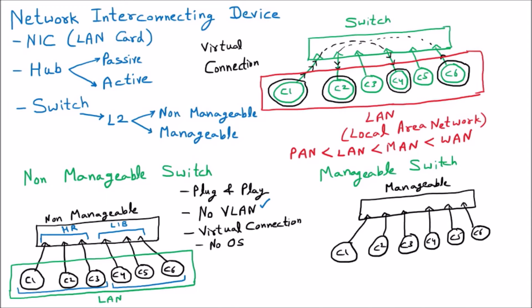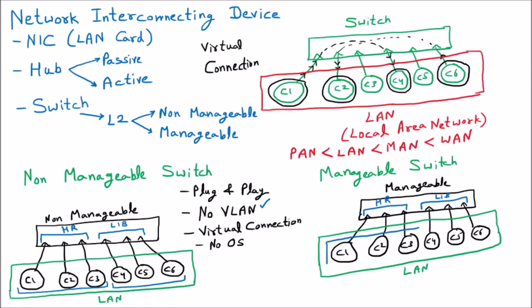Now we know that the switch is used to create one LAN. So similarly, the LAN is there. This is the local area network. But now we are using the manageable switch, and the manageable switch feature is that we can create virtual LANs. So let us suppose that the first three computers I want to put into the HR department, and the next three computers I want to send to the library, and I want that they should communicate in their own network.